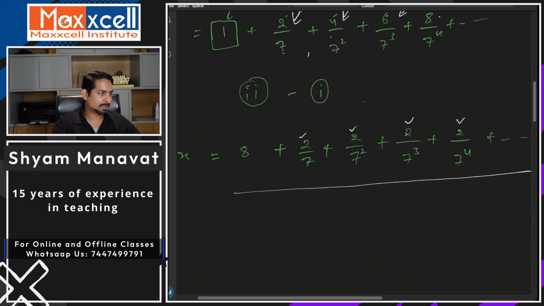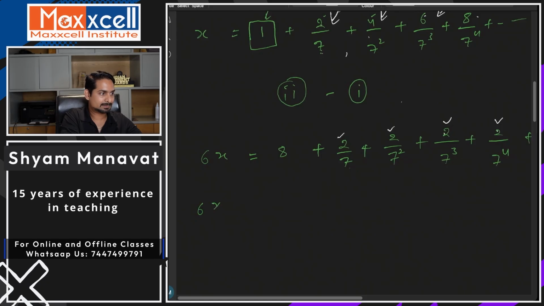If you are done with this observation, what you do next is, it was important to understand this observation. You got 6x equal to 8, you already have. Now from the rest of the terms, I take 2 common, because 2 is there in each term. So I take 2 common. Then what are we left with?